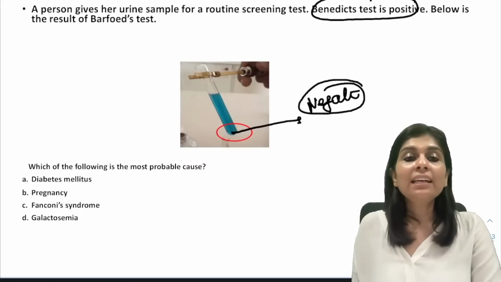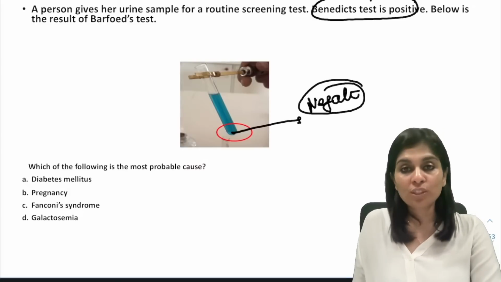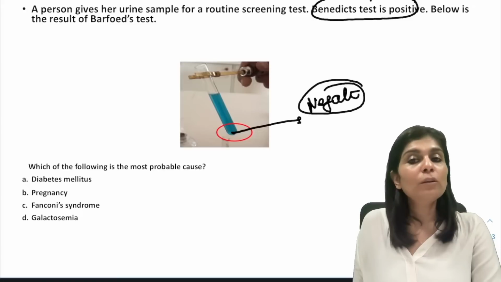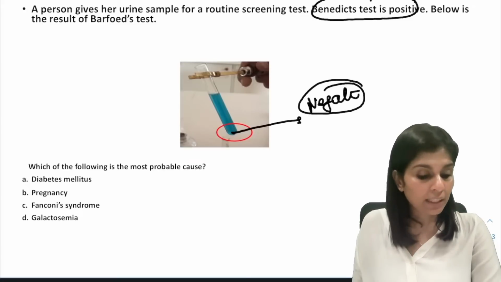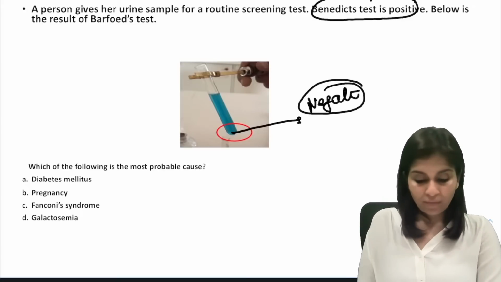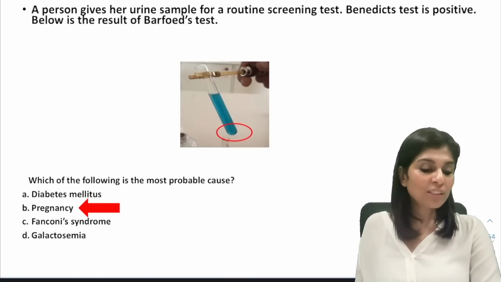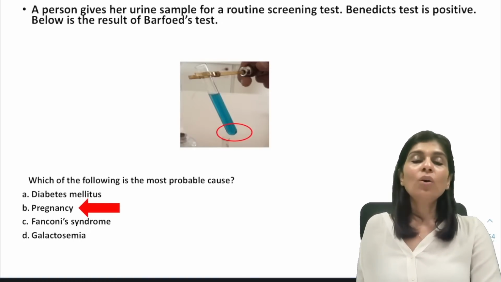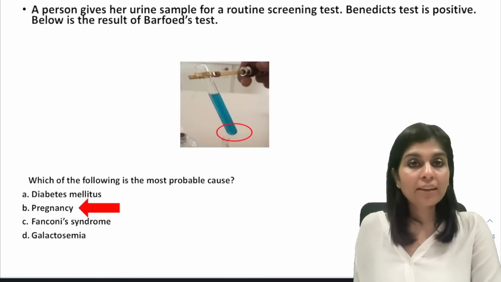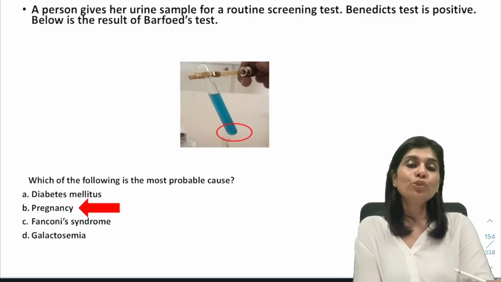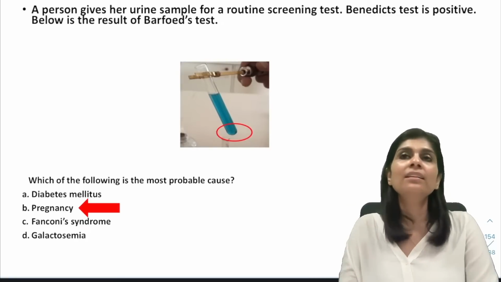Which disaccharide can be found in urine? Lactose. In which condition lactose will be found in urine? It is pregnancy. Got it? It is pregnancy. Is it not simple? Yeah, all these are bedside tests which you can use to find out many clinical conditions.